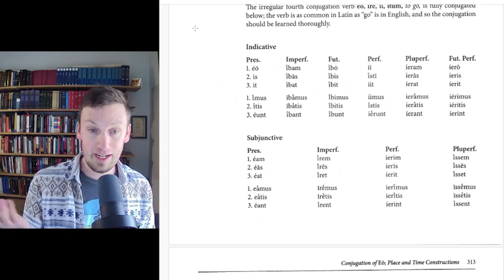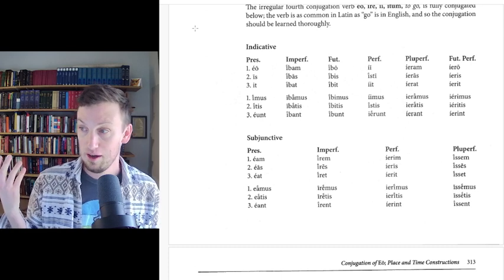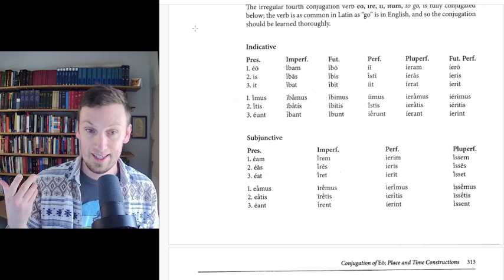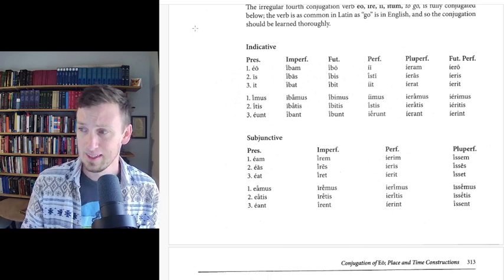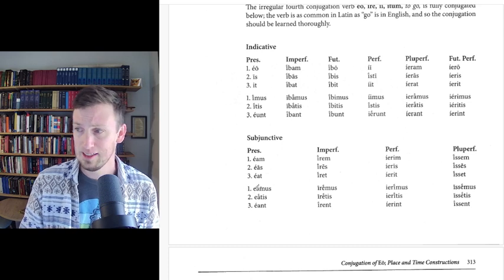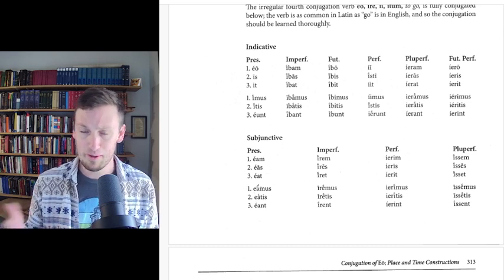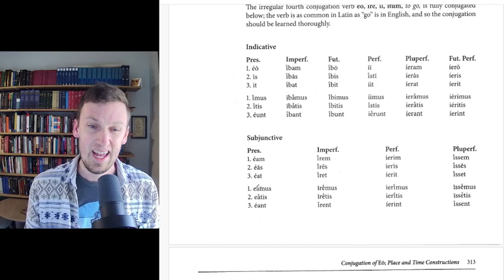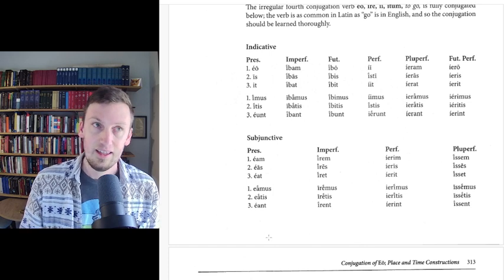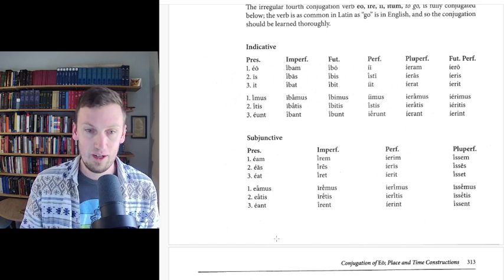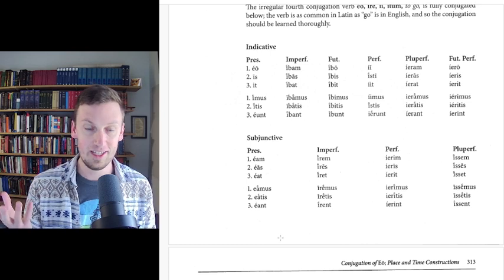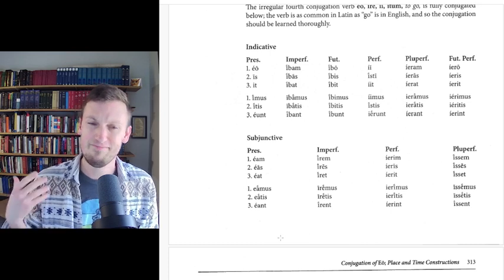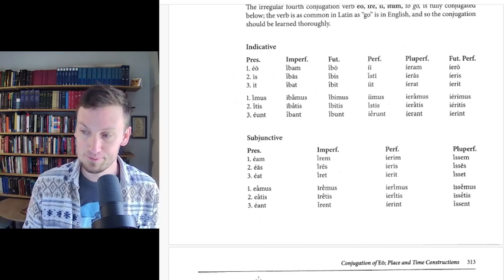The perfect ending, which of course is identical to the future perfect, is just i with ero attached to it. I guess that's what's going on. Ero, eris, erit, which is what you expect for the future perfect. You can think of this verb as basically just a thematic vowel with your personal endings. That more or less gets you through.